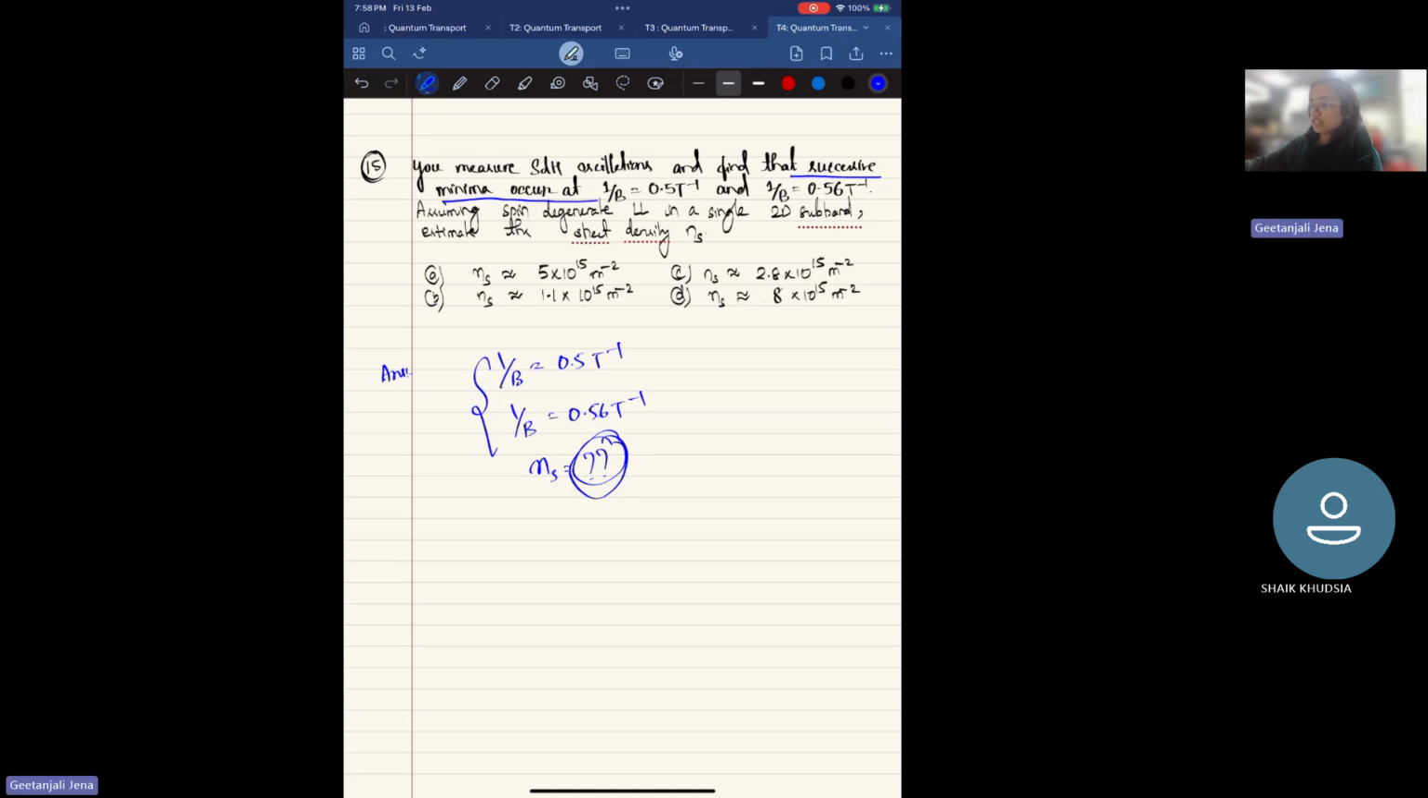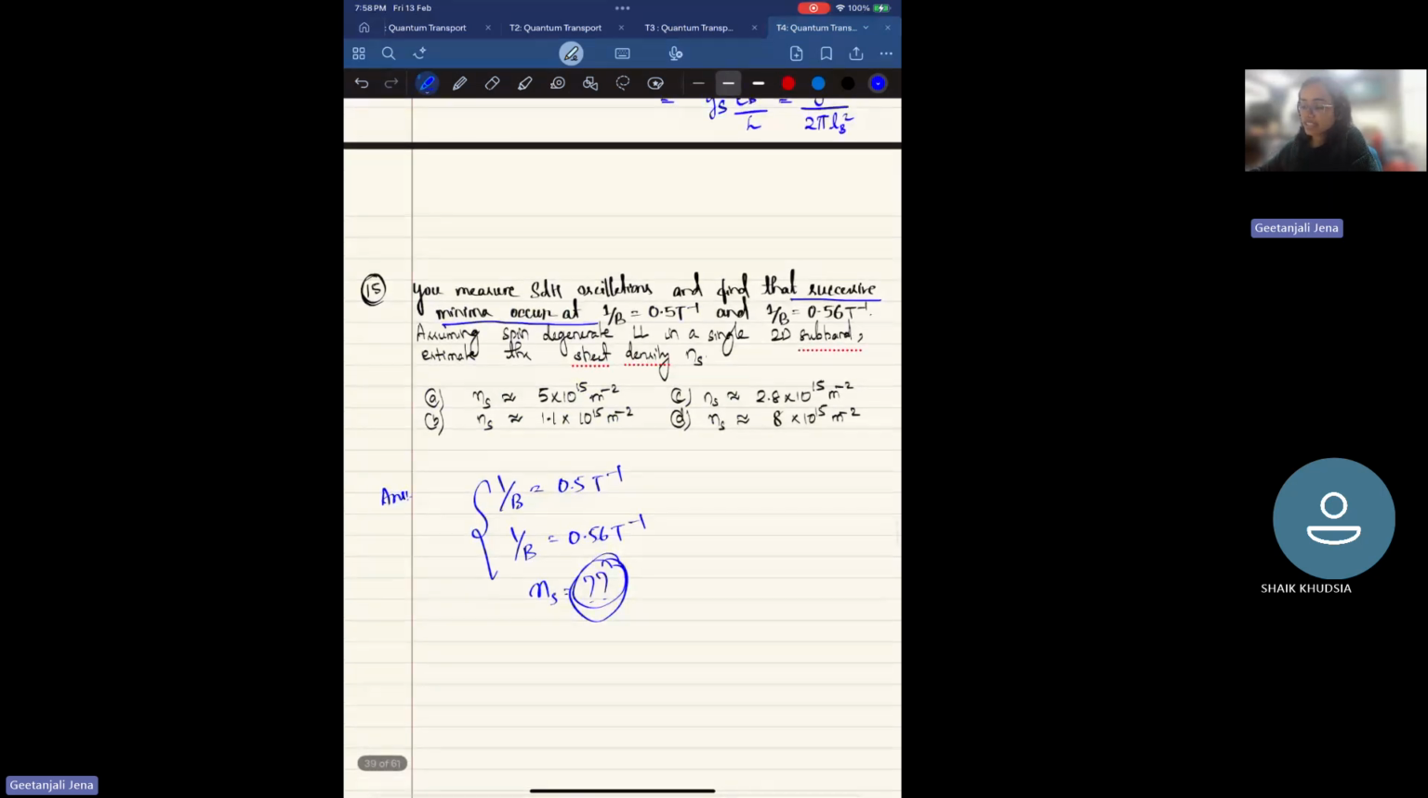Let me give you this as homework. Take the question, try to revisit the concept, and let me know what answer you are getting. So it's given there are two SdH oscillation minima, one at 0.5 Tesla inverse and one at 0.56 Tesla inverse. Then from this, what is the electron density or sheet density?